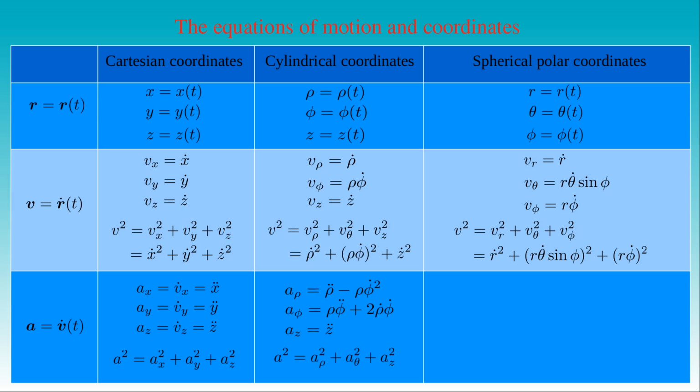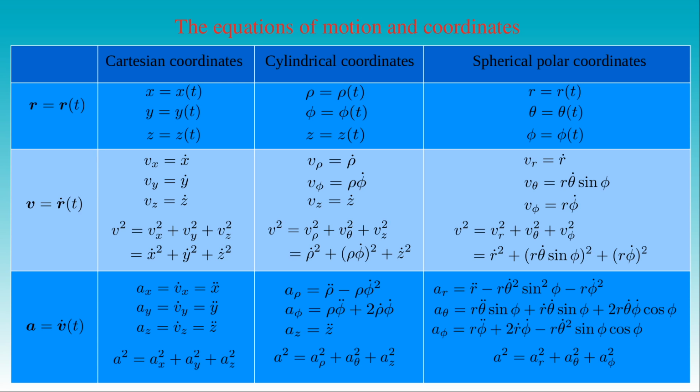The components of the acceleration in spherical polar coordinates are even more complicated, but they have common patterns. Each component of the acceleration contains the second-order derivative of the corresponding coordinate, and the squares or quadratic terms of the first-order derivatives of the other two coordinates. The square of the length of the acceleration is the sum of the squares of these components, which is a very lengthy expression, thus we do not show it.